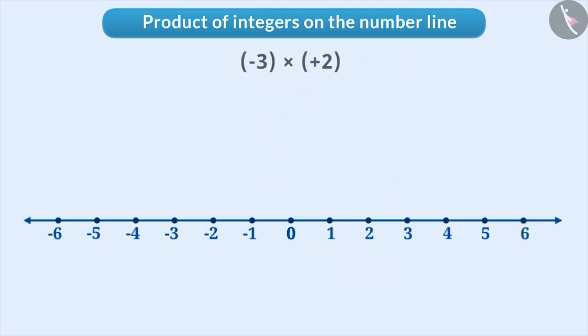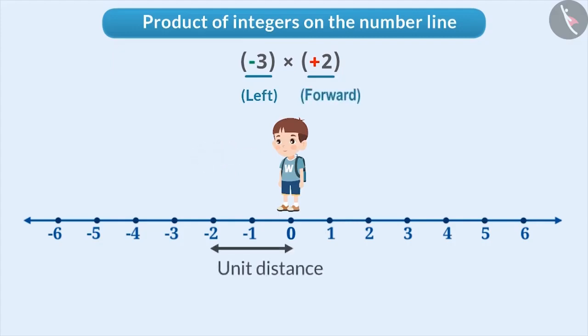In minus 3 into plus 2, the first number is negative. That means the person is looking towards left. And since the second number is positive, he will take 3 steps of 2 unit distance in forward direction. Therefore, the result of the multiplication is negative 6.